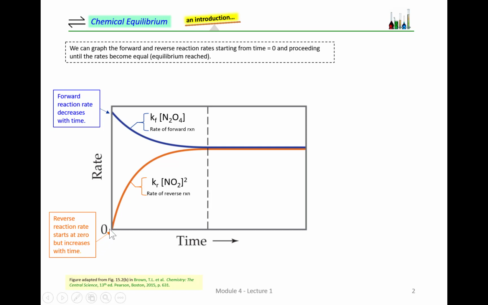And you'll notice that the forward reaction rate decreases with time, and the reverse reaction rate starts at 0 but increases with time. That's consistent with what we said on the previous slide. At first, the only reaction is from left to right, the forward reaction, and the reverse reaction is not occurring. But as time proceeds, the forward reaction starts to slow down, the reverse reaction starts to speed up, and eventually at a certain time, the two rates become equal. So in this region, after we've crossed this time threshold marked by this dashed line, the rate of the forward reaction equals the rate of the reverse reaction, and we say equilibrium's been reached.